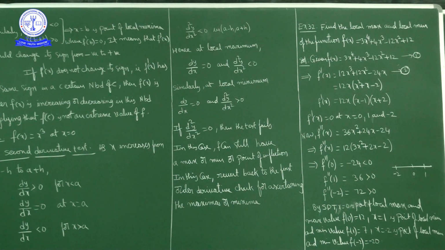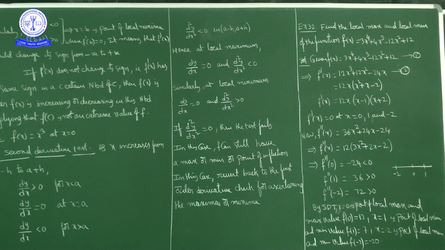If f double dash of x equals 0, if d²y/dx² equals 0, then the test fails. In this case the function may have a local minimum, local maximum or point of inflection, it can be anything. So in this case we go back to the first derivative test, and from there we will try to solve the question.